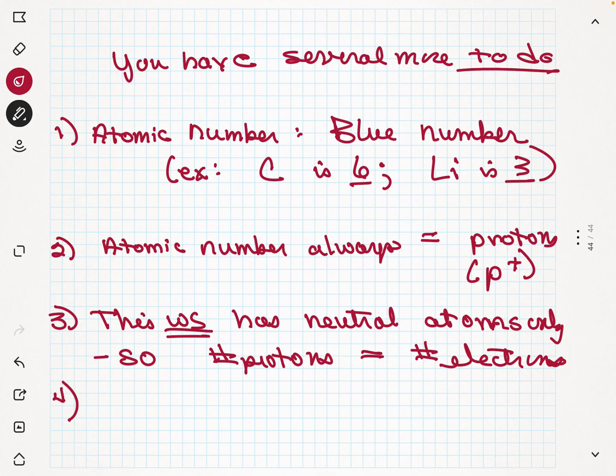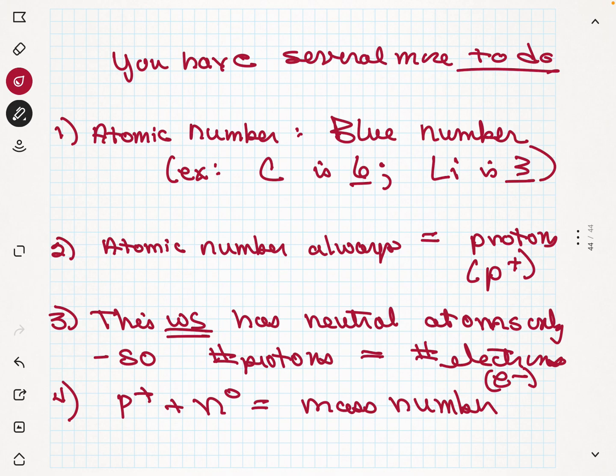Number 4, the number of protons and electrons, I abbreviate like this. Protons plus neutrons equals mass number. Mass number minus protons equals neutrons. So this is everything you need to know to do this.